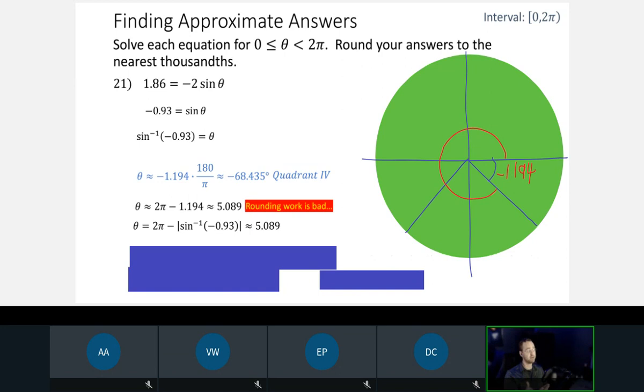And this is the absolute value, of course, because remember the arc sine of that negative 0.93 gives us a negative number. So it's 2 pi minus the absolute value of the arc sine of that. So now our work is actually exact values, and then we're rounding the final answer, which is how we're supposed to do it. In this situation, using rounded work and using exact work yields the same answer. So we got lucky in this case. On your TGA, it happened the same way. Rounded work versus exact work, you got the same rounded answer in the end.